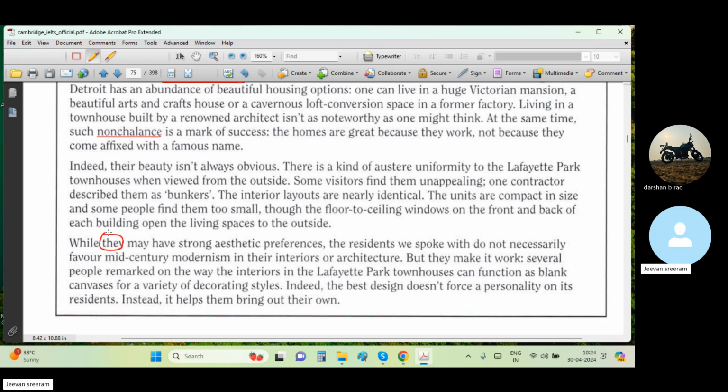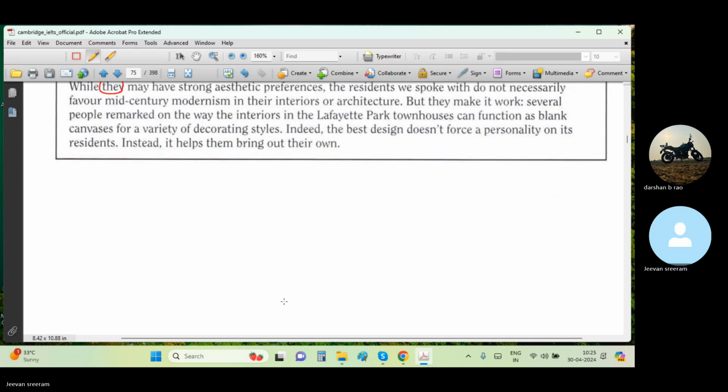Is it clear to you all? Are you all there? Guys? Yes, sir. Darshan, are you there? Yes, sir. Okay. So the best design doesn't force a building characteristic on its residents. It actually allows the residents to modify it as much as they like, as they wish. Okay, that's what the last sentence exactly means.